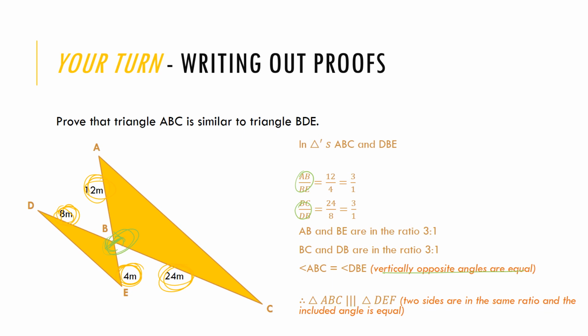Now, the reason we've used is a bit wordier than the previous 2, but we said that the 2 sides are in the same ratio, which we've been proving, and that the included angle is also equal.